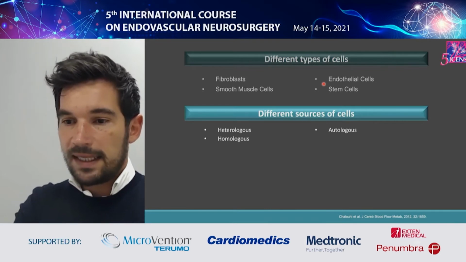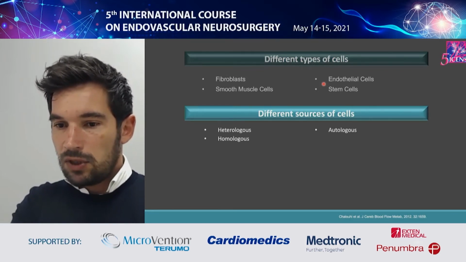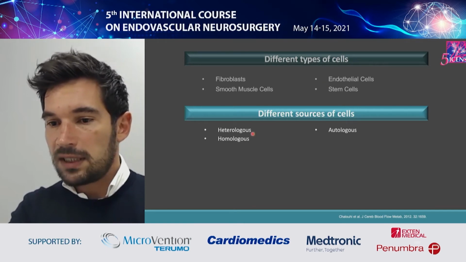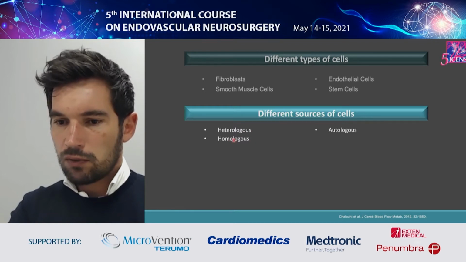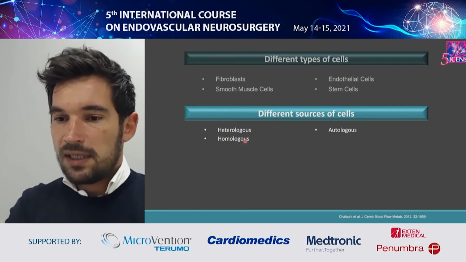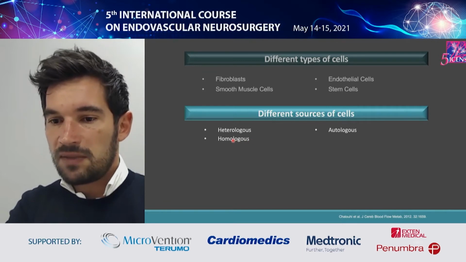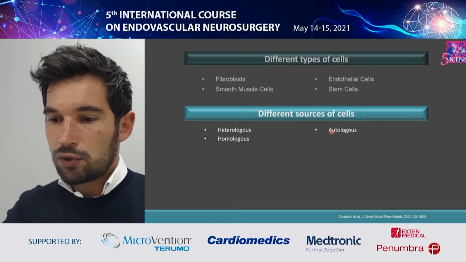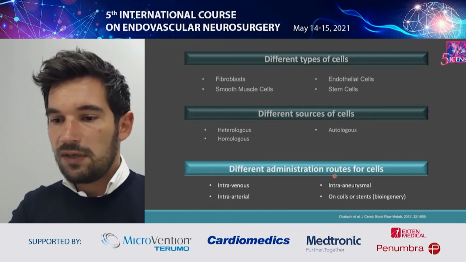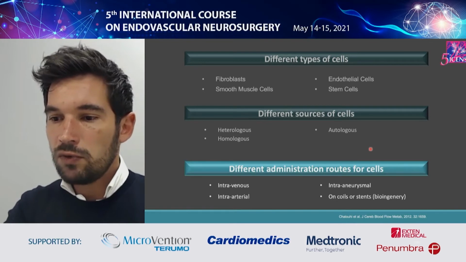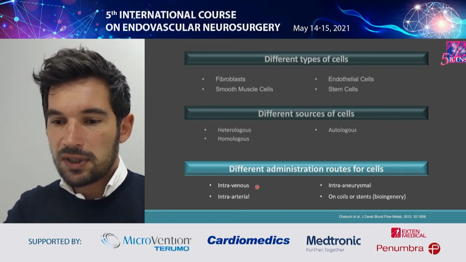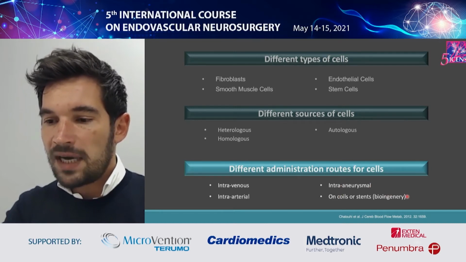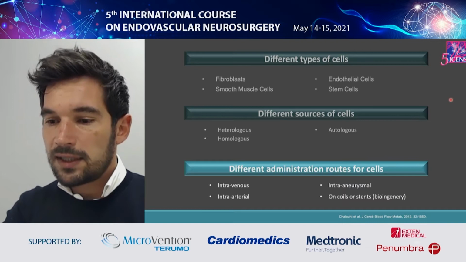If you want to add cells and do a cell treatment, you can use either heterologous cells, which means from one species to another species, homologous, which means from one individual to another individual of the same species, or autologous, which means your own cells for your treatment. You can also use different administration routes for cells: intravenous, intra-arterial, directly intra-aneurysmal, or what we call bioengineering, which means you put cells on coils or stents.